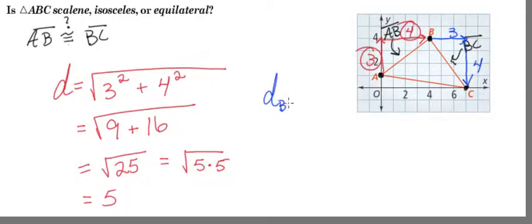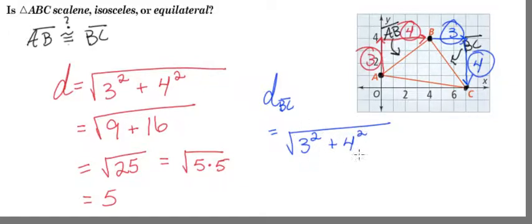The distance from B to C is going to equal the square root of this number squared plus this number squared. This number is 3. This number is 4. Folks, isn't this expression the same as this one? Aren't these the same? Yeah, and so the ensuing math is going to be exactly the same. If you evaluate this, you're going to get 5 as well.